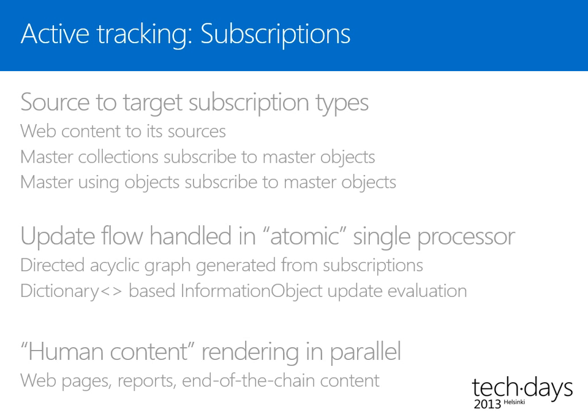It's dictionary-based information object update evaluation. We read a lot of subscriptions from the blob storages, but then we cache them during the processing. And then when we render the human readable content, in reports, web pages, the end of the chain content, where the actual information no longer changes but we just need different representations of the information, that's what we do in parallel.